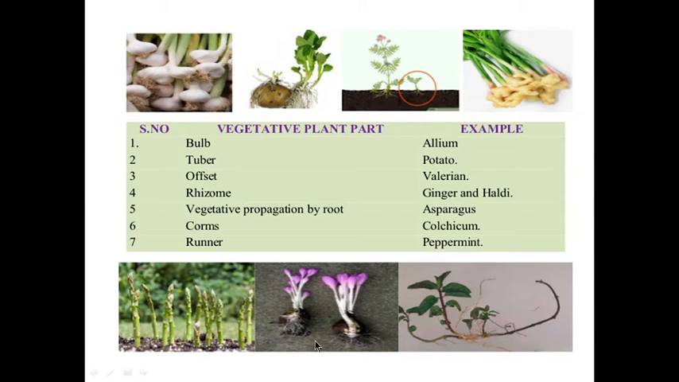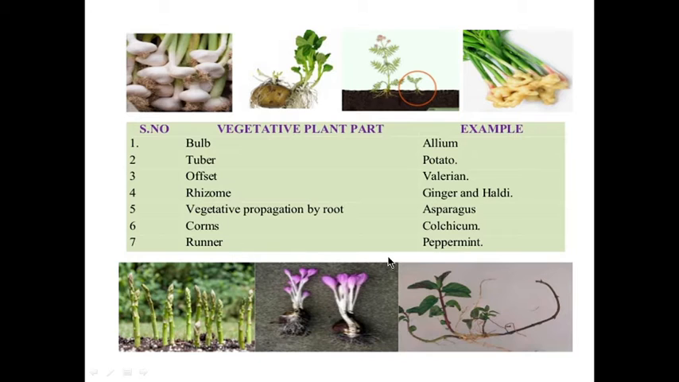Now corms. These are the rounded storage food organs which are present under the soil, and these are the swollen stems which are covered with scaly leaves. Such corms are used for regeneration of plant, that is known as regeneration by corms. That example is colchicum. Colchicum is regenerated into new plants, or vegetative propagation is done by using corms.